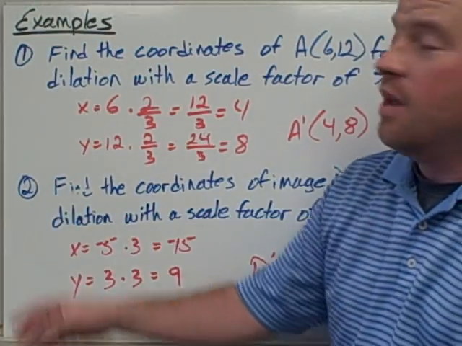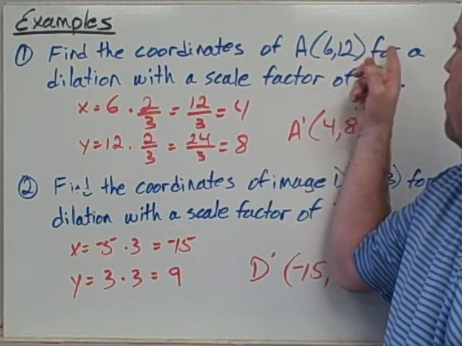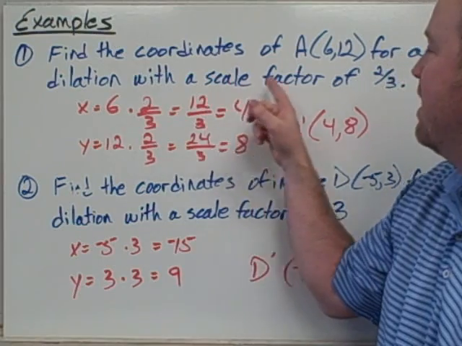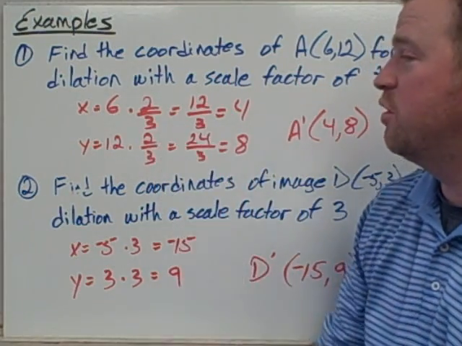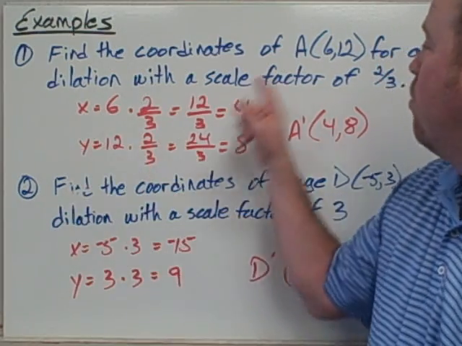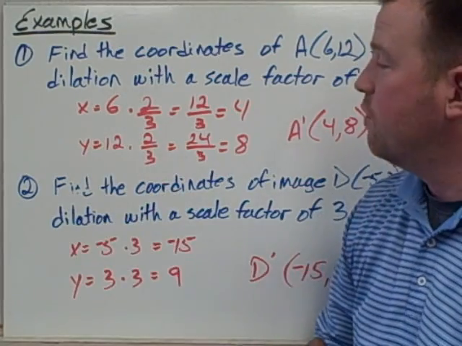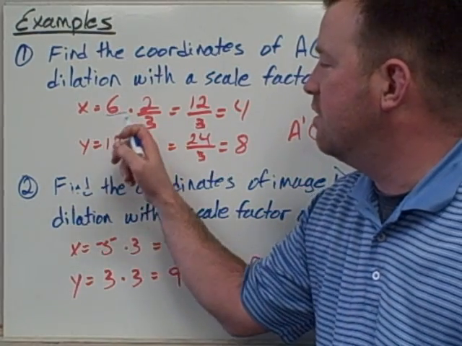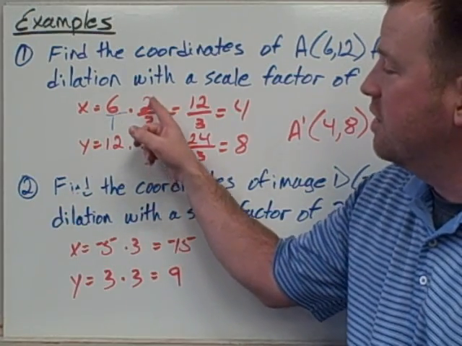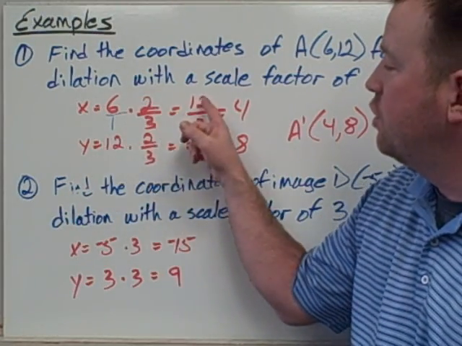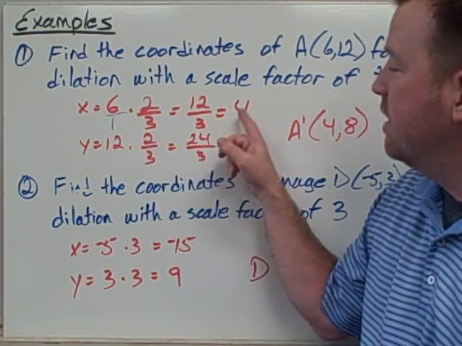Example number 1 says to find the coordinates of A at 6, 12 for a dilation with a scale factor of 2/3. So 2/3 is a fraction, so it's going to be smaller. Let's look at the x and y coordinates. X is 6. If you want to make that a fraction, because 2/3 is a fraction, we can put that at 6 over 1, multiply it times 2/3, the scale factor. 6 times 2 is 12, 1 times 3 is 3, and then 12 divided by 3 is 4.